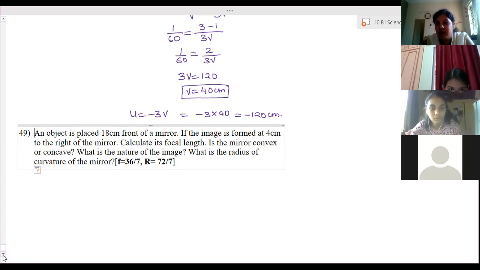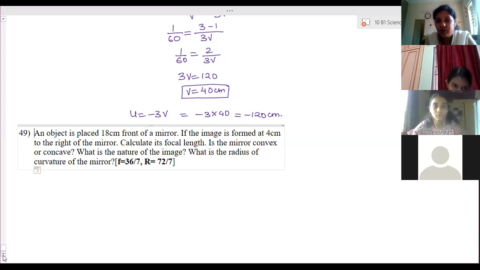To decide which type of mirror it is, we need to use the magnification formula. A virtual image is formed, right? Behind the mirror means virtual image. A virtual image can be formed by a concave mirror and a convex mirror as well. Now magnification will tell you whether it is concave or convex. If magnification is greater than 1, that means a magnified image, and a virtual magnified image is formed only by a concave mirror. A diminished image, magnification less than 1, means it will be a convex mirror.